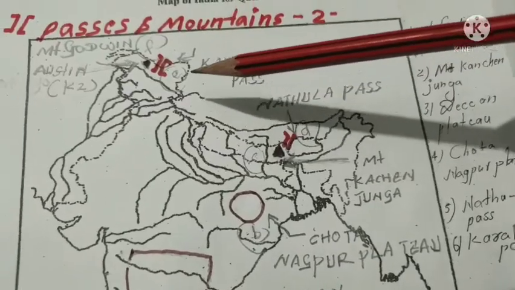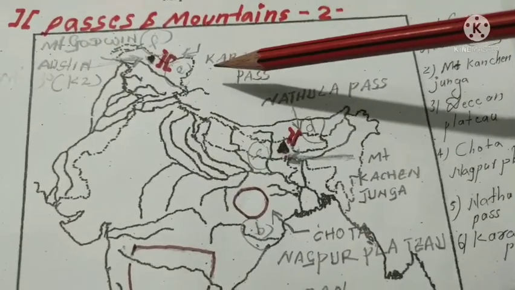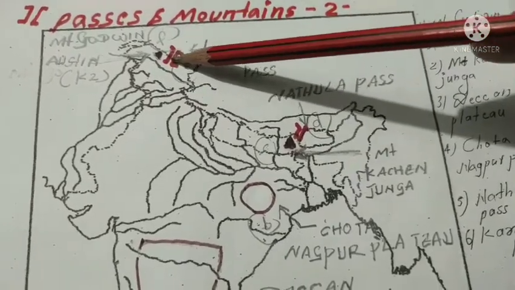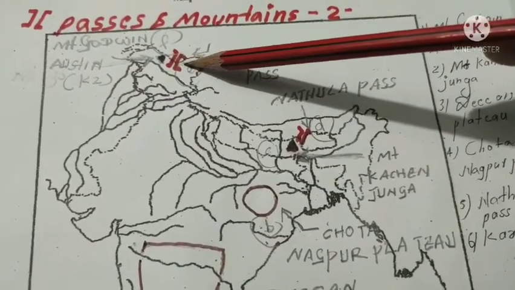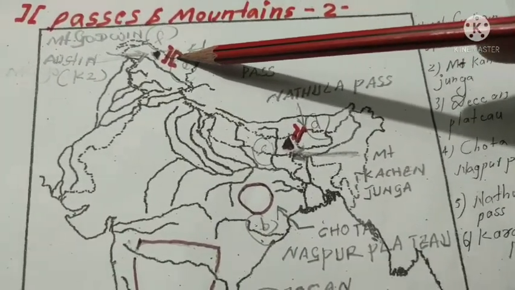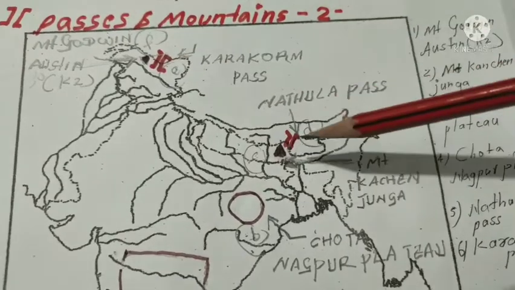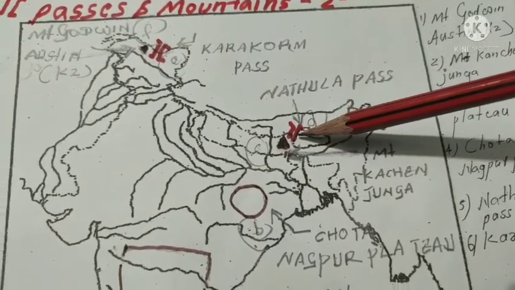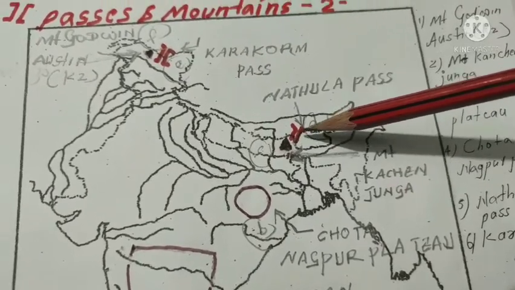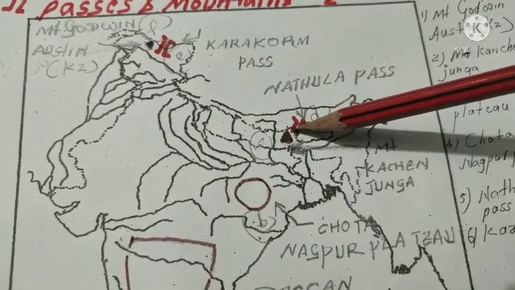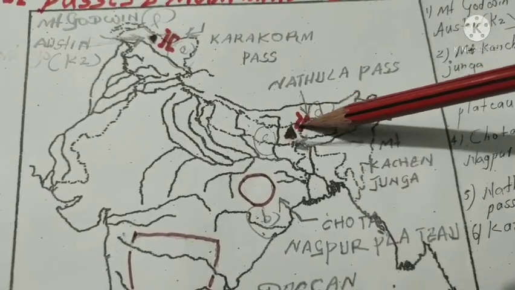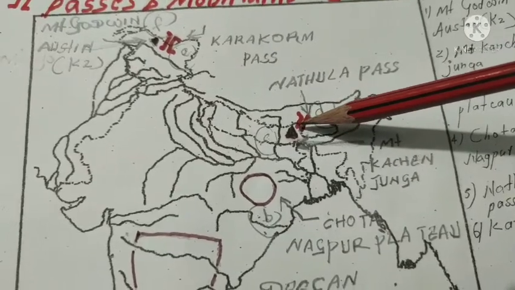And there are also two passes. First is known as Karakoram Pass, another is known as Nathula Pass. So Karakoram Pass you can draw here, only this type of symbol you can use. If you use any other symbol you will not get the mark. Next is Nathula Pass. Nathula Pass is in Sikkim. It is very close to Bhutan also. So here in the Sikkim area, close to the Bhutan area, you can draw this Nathula Pass.